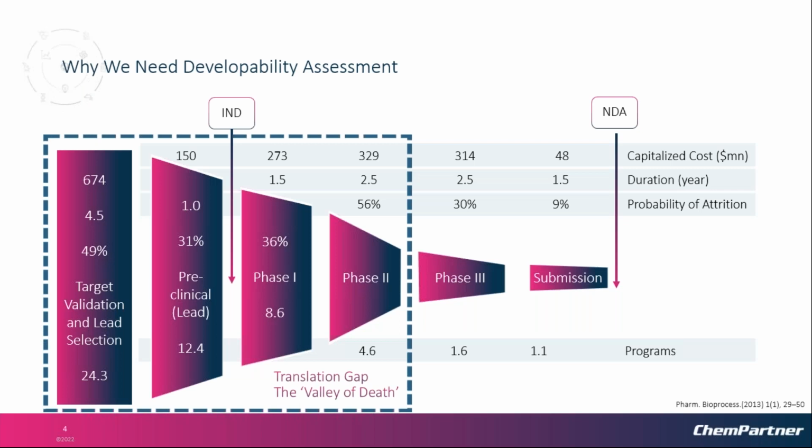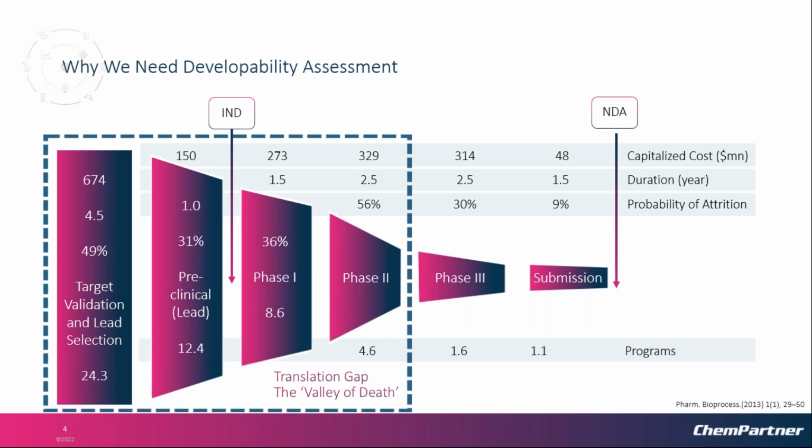So why do we need developability assessment? As we all know, most biotherapeutic candidates will fail during what has been termed the valley of death or the translation gap. This is due to the long duration of each development stage, capitalized costs, and the probability of failure, which tends to accumulate in later development phases, especially between phase 2 and phase 3. According to statistics, for every 250 compounds entering preclinical development, only one finally receives regulatory approval.